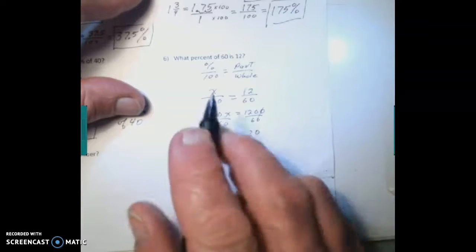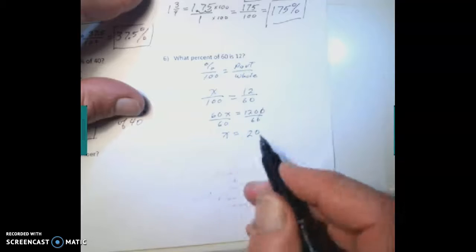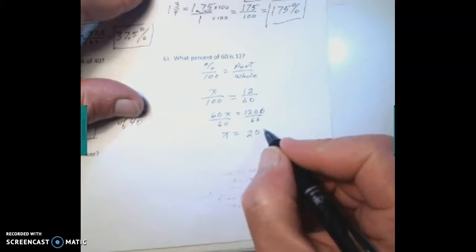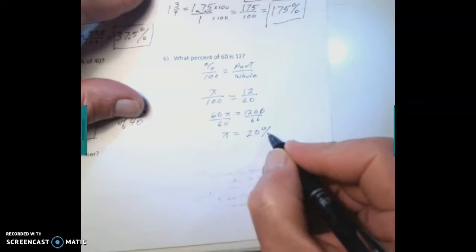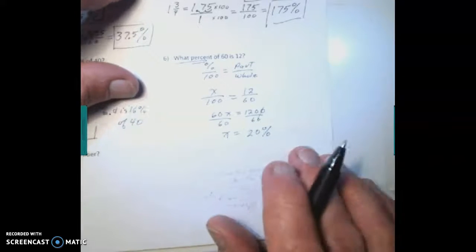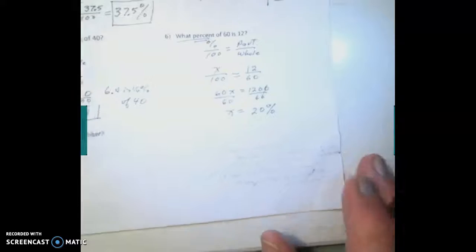And so, what percent of 60 is 12? Oh, big mistake. We're looking for the percent. We need a percent sign. It is 20%. Okay? Notice that. You're looking for the percent. You must put a percent sign on your answer. So 20% is the answer.